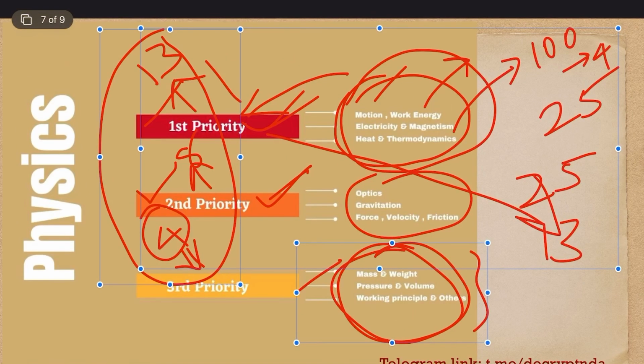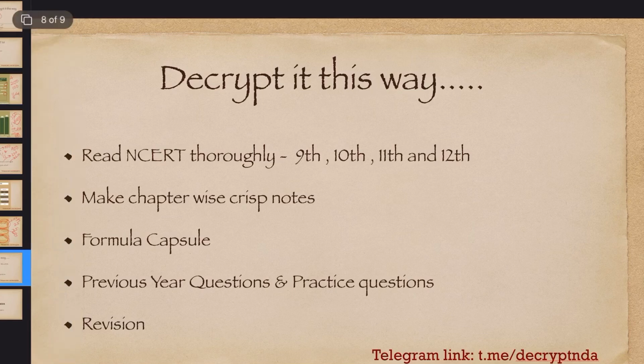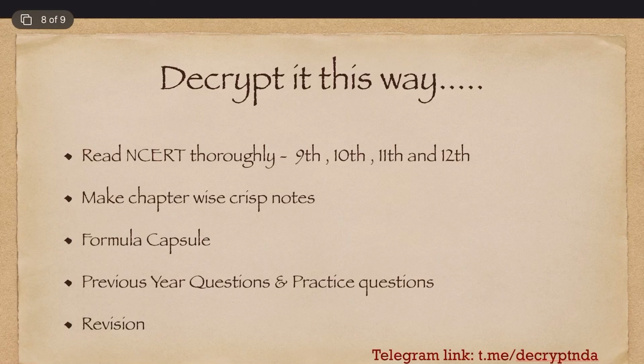Okay, so how should you study these topics? What should be the approach? We will discuss that. So decrypt it this way. This is how you should be decrypting the toughness of the physics exam for the UPSC NDA exam. Most of the candidates try to mug up the physics facts from a guide which is available in the market. They think that the notes given in the guides are enough for cracking the exam.